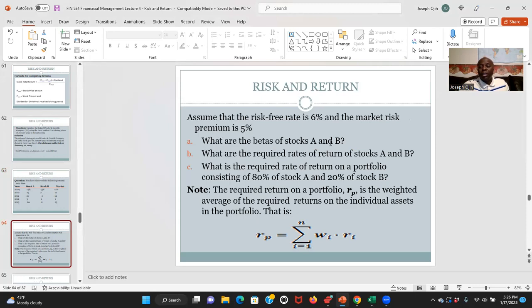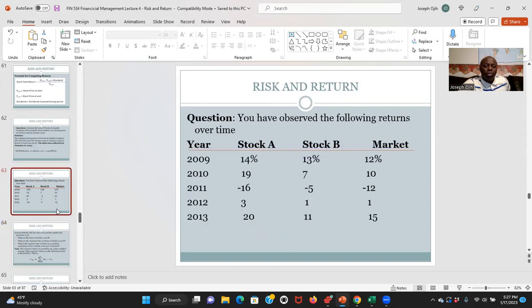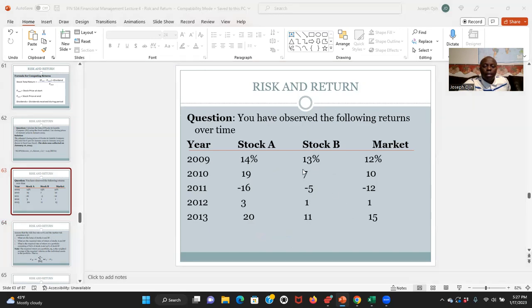What are the betas for stock A and B? What are the required rates of return for stock A and B? What is the required rate of return on a portfolio consisting of 80% of stock A and 20% of stock B? To answer these questions, we need to enter these values into Excel. Enter them into Excel, and then we can answer this question. So let me take you to where I can enter these values.